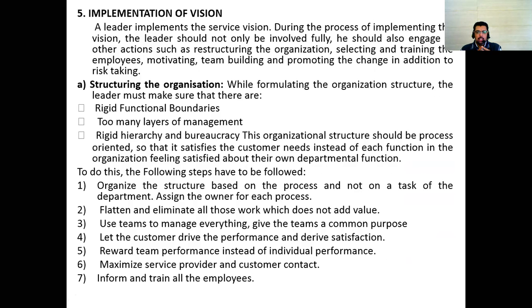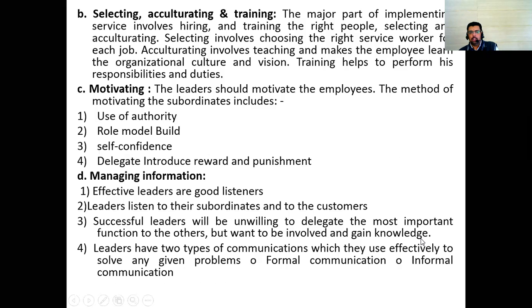Maximize service provider and customer contact. You need to maximize the number of services: how many employees are working under the service provider, and in total how many service providers there are. Then you need to maintain that customer contact also. Inform and train all the employees within that organization. Whatever information there is, from the top to the bottom, you need to inform. That should be circulative in nature in the organization, and that will help you to structure the organization.